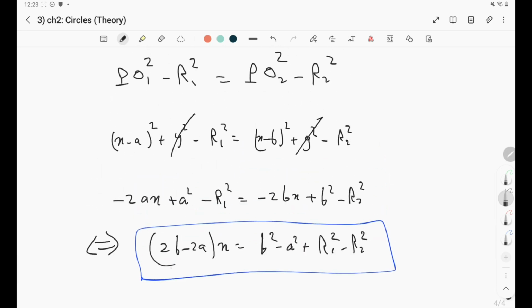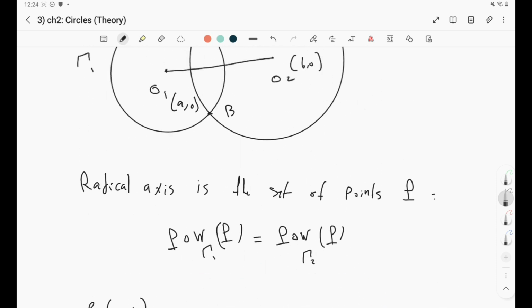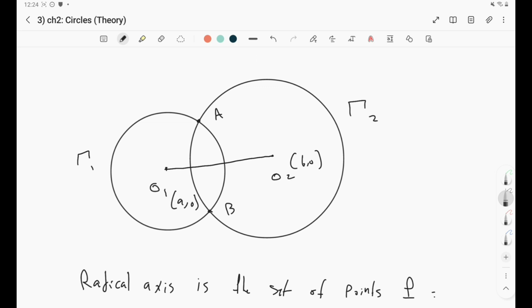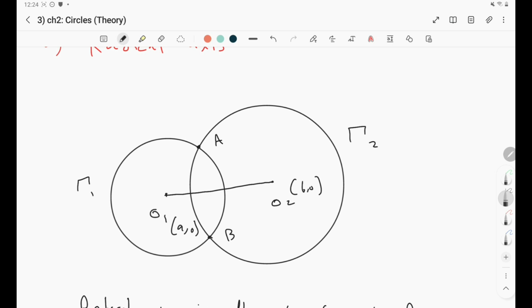Okay, so if this is not 0, then this is the equation of a line. In fact, this is something like x equals some constant, right? So this is the equation of a line that's perpendicular to the x-axis. So we have just described the form of the radical axis. We discovered that it's a line perpendicular to the x-axis. And what's the x-axis? We just picked it to be O1O2. So the radical axis is something like this, or something like this, somewhere here. Maybe here, we don't really know where it is.